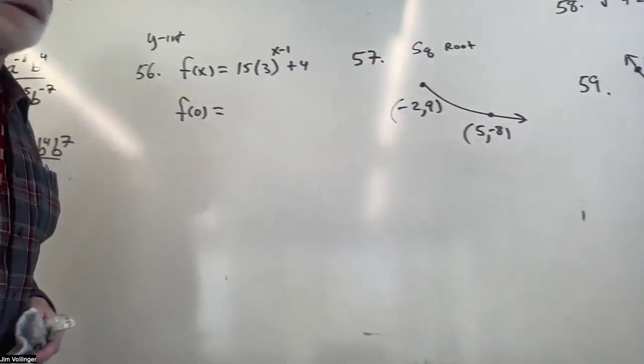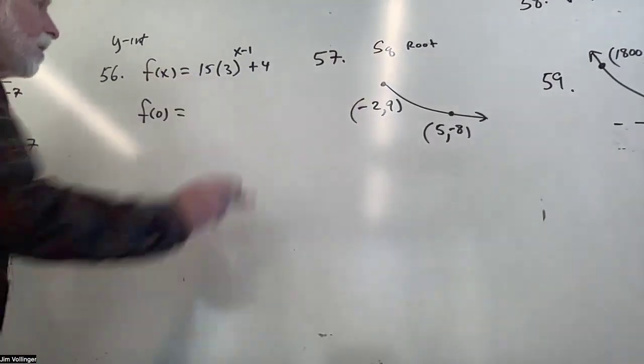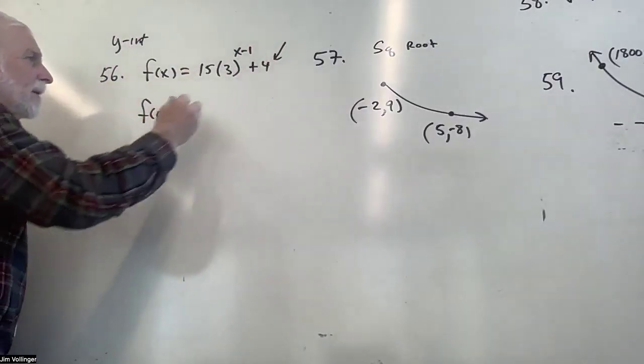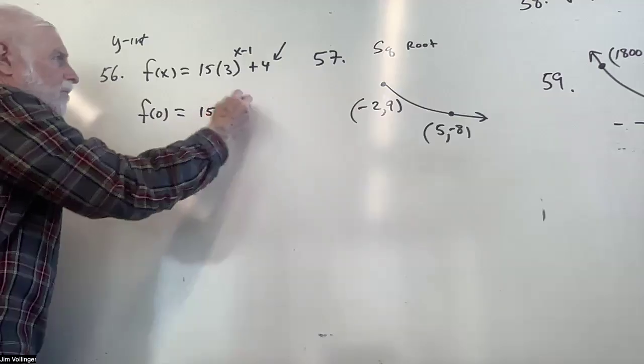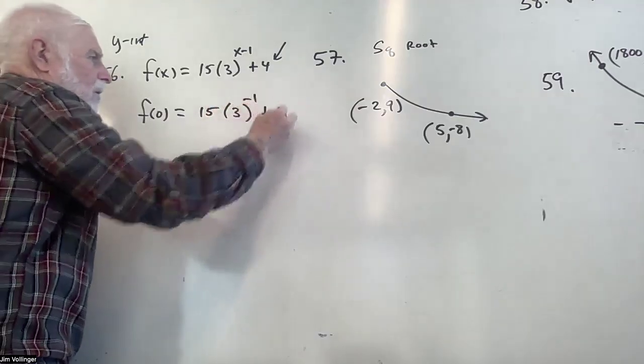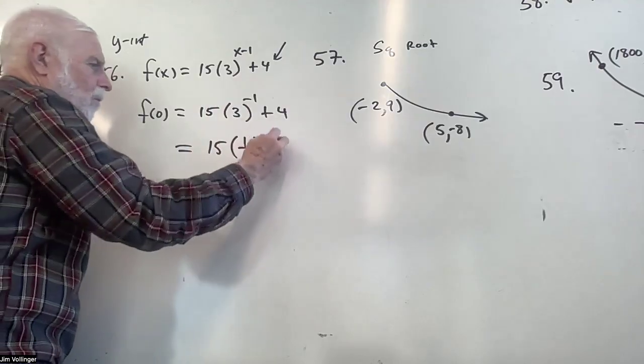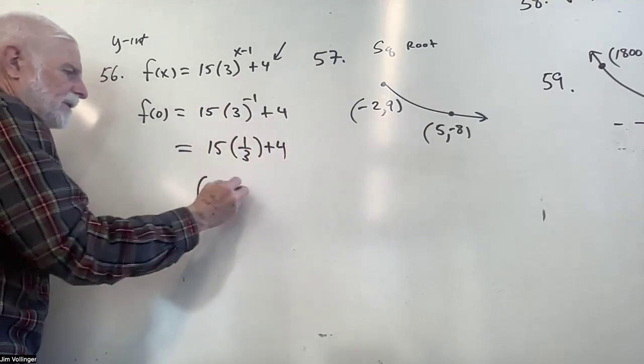56. Y-intercept for f of x. I hope you don't say 4, because you got to plug 0 in and do the math, which is 15 times 3 to the negative 1 plus 4, which is 15 times 1/3 plus 4. Sure looks like 0 gets me 9.